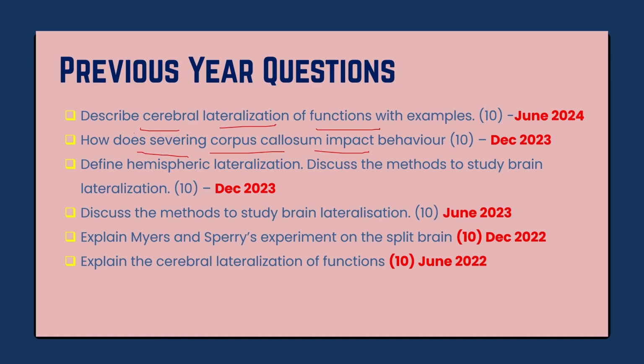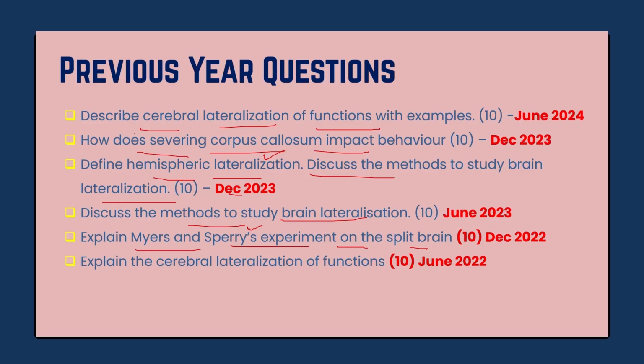Also, the same year, same question paper, there was a second question: define hemispheric lateralization and discuss the methods to study brain lateralization. You have to write what hemispheric lateralization is. You also have to discuss the three methods that we have studied. Then June 2023: discuss the methods to study brain lateralization. December 2022: explain Myers and Sperry's experiment on the split brain. If they ask Myers and Sperry, it's the cat experiment, okay? If it is Myers and Gazzaniga, then it's the human split brain experiment.